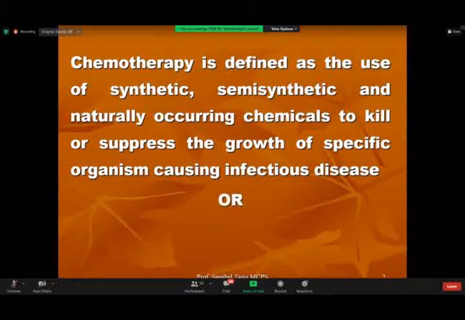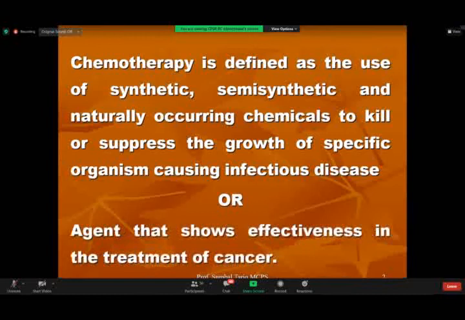और बैक्टीरिया के साथ साथ, ऐसे आपको पता ही है आजकल कि chemotherapy को अगर generally हम करें तो we also include in this agents that show effectiveness in the treatment of cancer. ठीक है? तो cytotoxic drugs और chemotherapy को हम एक ही जगह, that's why we should do it like this, कि हम उसको साथ-साथ पढ़ें when you are preparing for exams.